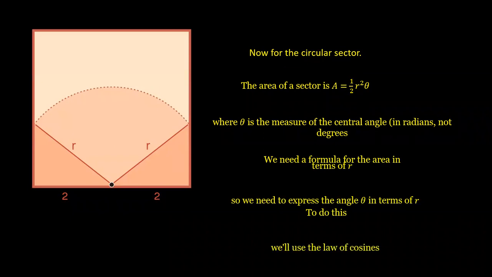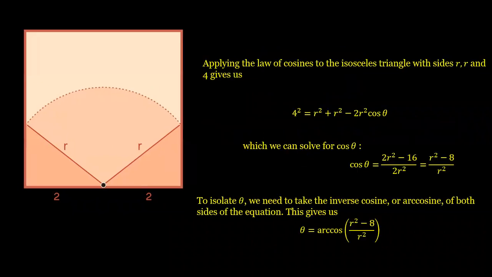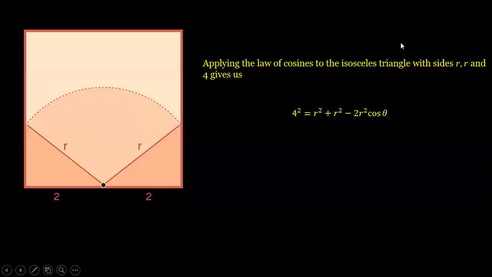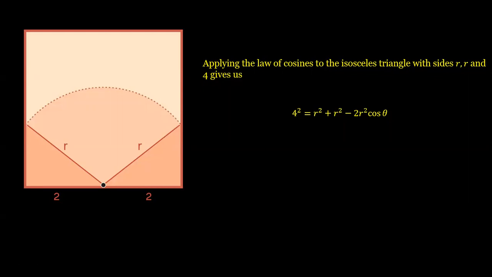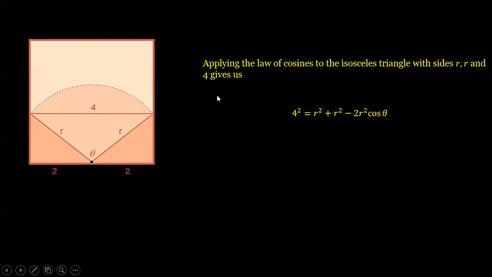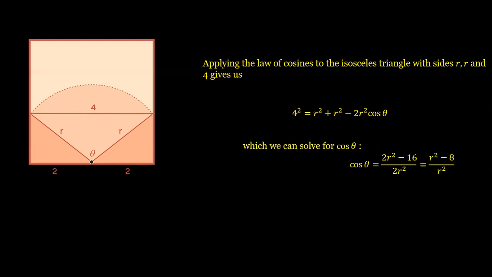To do this, we will use the law of cosines. Applying the law of cosines to the isosceles triangle with sides r, r and 4 gives us 4 squared is equal to r squared plus r squared minus 2r squared cos theta. You can see how the equation comes from the figure, which we can solve for cos theta.